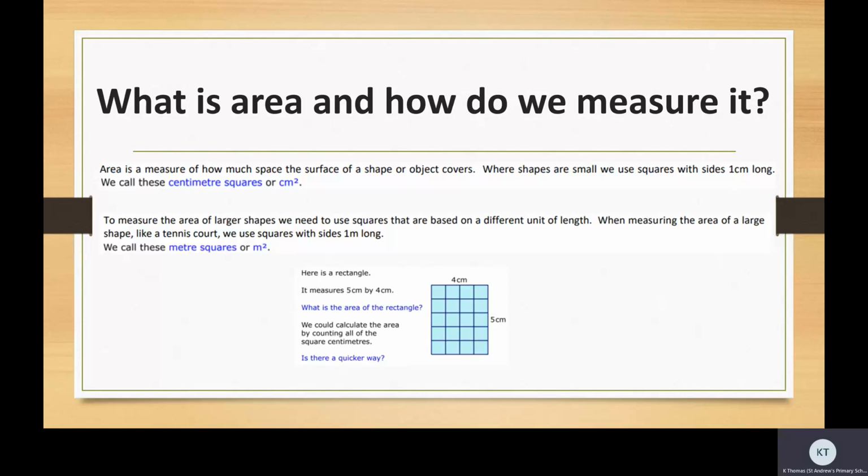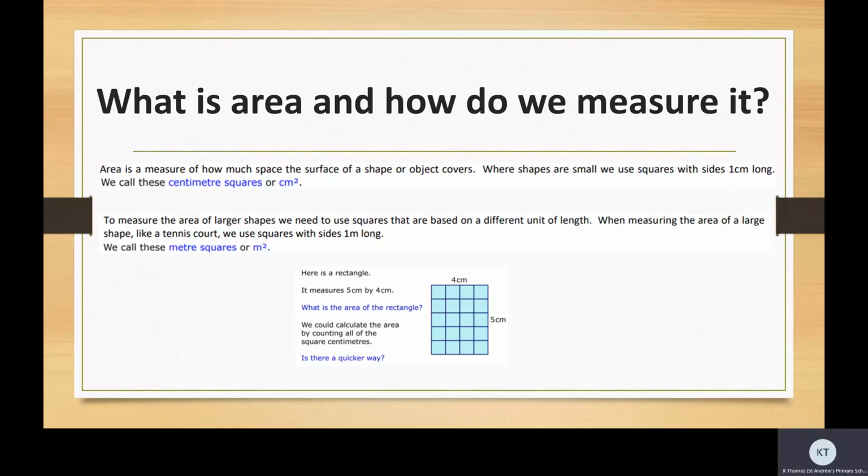To measure the area of larger shapes, we need to use squares that are based on a different unit of length. When measuring the area of a large shape, like a tennis court, for example, we use squares with sides 1 metre long. We call these metre squares, or the short form of writing it is a little m and a small 2, and that stands for square metres, metres squared.